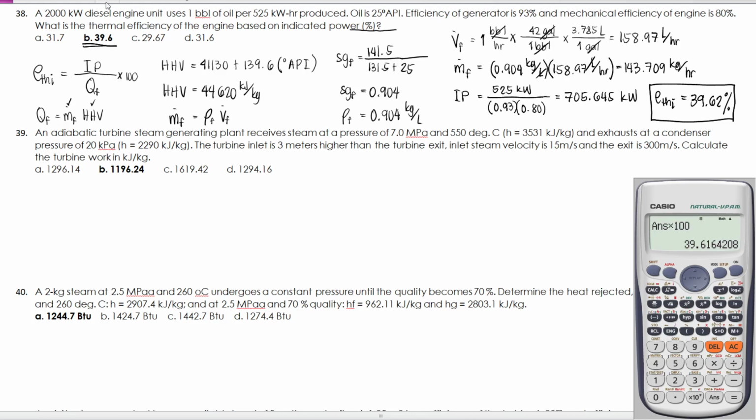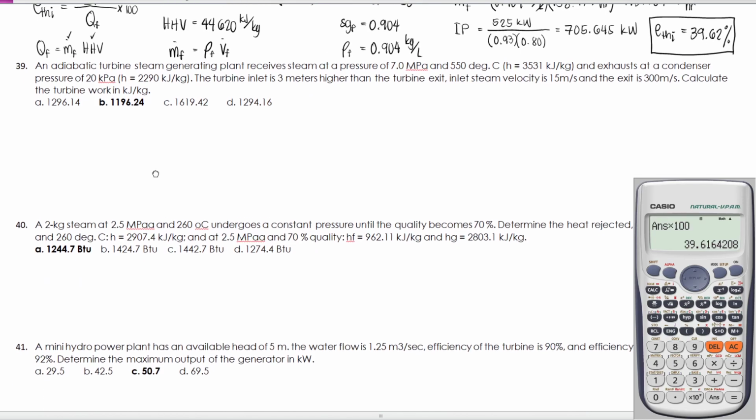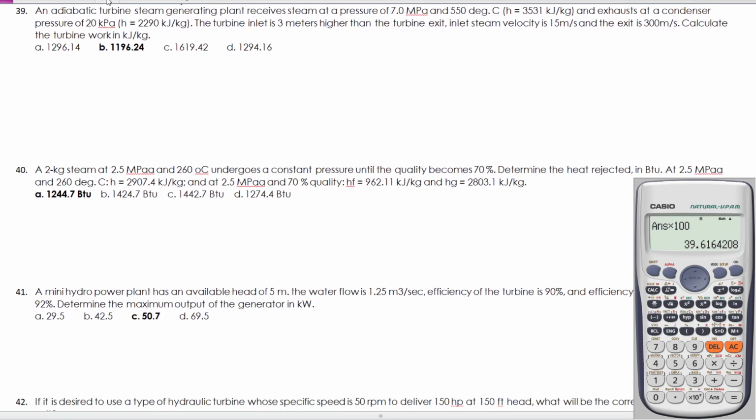Next naman natin for this refresher course is yung about naman sa mga steam power plant, steam engines, steam turbines, and other steam producing systems. Okay? Or steam generating systems. Okay, so dito hindi naman tayo gagamit na ng steam table kasi yung ating mga properties na kailangan is provided naman na sa ating problem. So let me read the problem number 39.